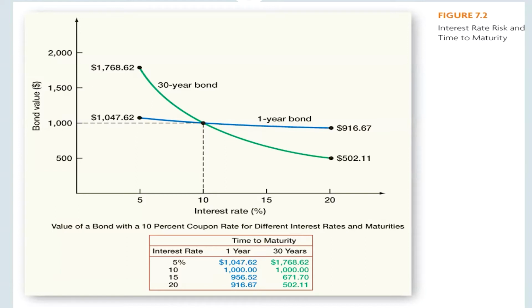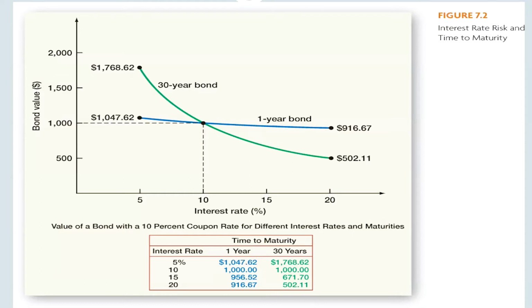But as the interest rate in the market changes, the value of these bonds change. And they change because the value of the other options change. Okay, so if we just look at the 1-year bond, we can see that if the interest rate doubles to 20% in the market, the value of this existing bond decreases by almost $100 to $916. And it does that precisely because the other options in the market are now offering 20%. And so the only way for me to be able to sell my existing bond that pays 10% is to offer it at a discount.